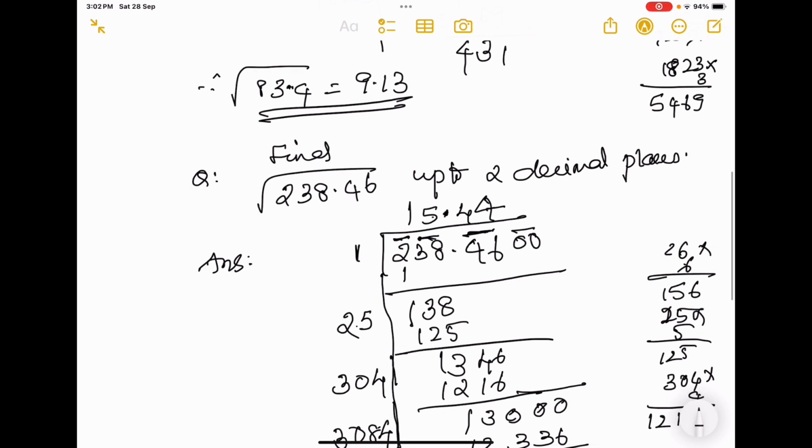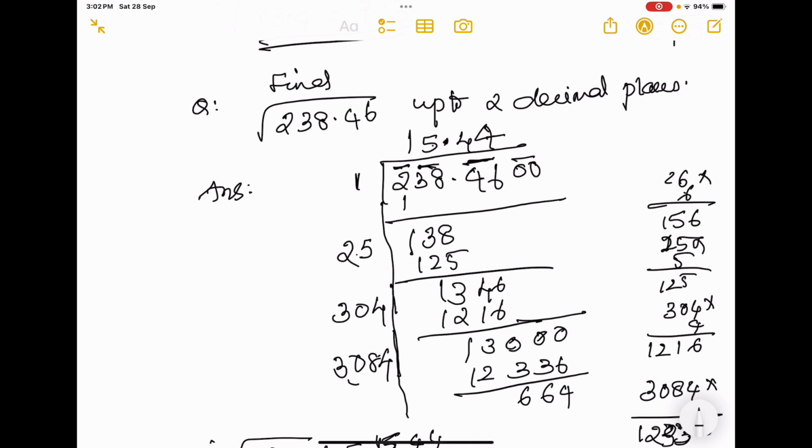Then again check whether the left side group 2 is a perfect square. No, it is not a perfect square. The perfect square just before 2 is 1. Then you write 1 in the quotient, and on the left side also 1. Then you multiply 1 into 1, 1. 2 minus 1 is 1. Then bring down the group 38.